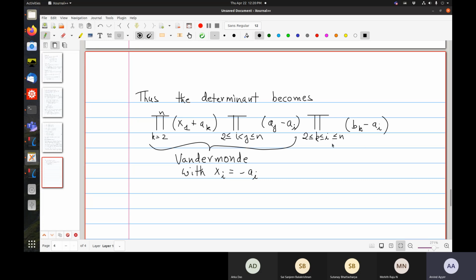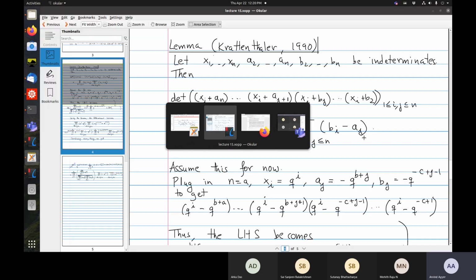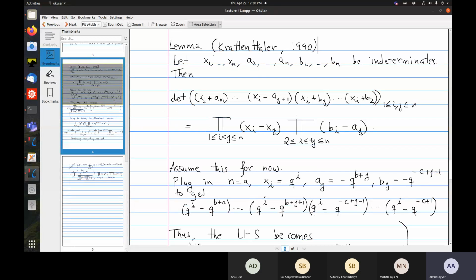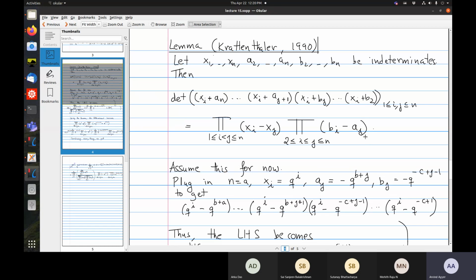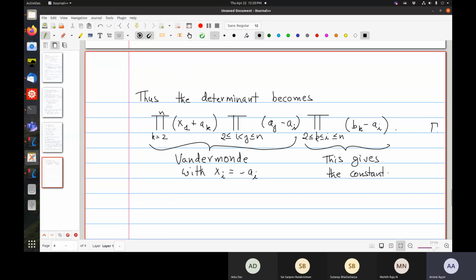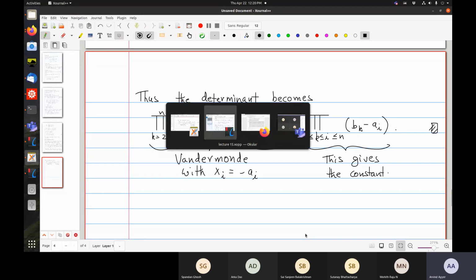And the remaining term gives the constant, which is exactly what we wanted. So if you compare over here, I just replace i by k, j by i, and I get this. So that proves the limit. Okay. Any questions?